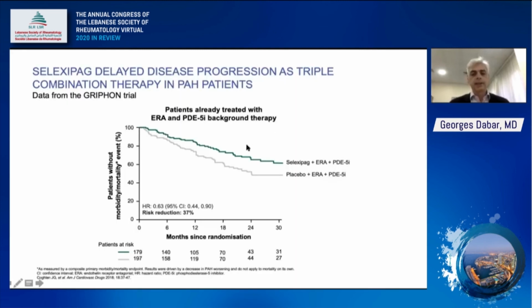Now, it delays the progression as a triple therapy compared to combination therapy. This is a patient already in the background taking ERA and PDE5 inhibitor therapy, and looking at Selexipag being added to them compared to placebo. And you can see there is also a risk reduction of 37% over the PDE5 inhibitor and endothelin receptor antagonist, in addition to Selexipag compared to placebo.